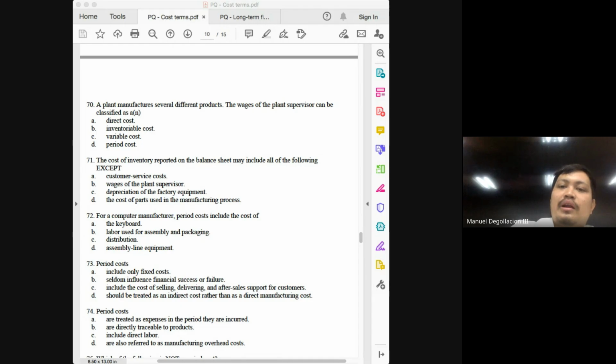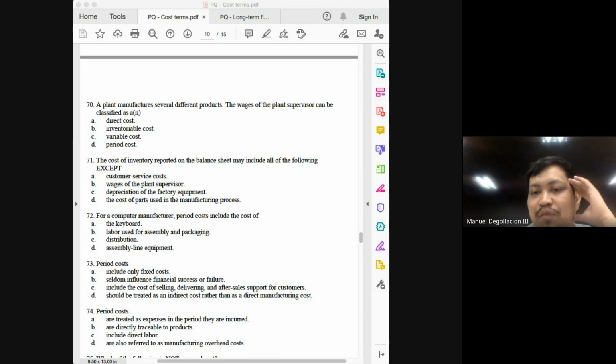71, the cost of inventory reported in the balance sheet may include all of the following, except. So we're looking for an item that is not inventoriable. And again, class, if it's after sales already, definitely not inventoriable anymore. And that is exactly what your customer service costs are. These are after sales costs. Wages of plant supervisor, as explained earlier, is part of your manufacturing cost. The same for your depreciation of factory equipment and cost of parts, which would be your direct materials. So the answer here would be letter A.